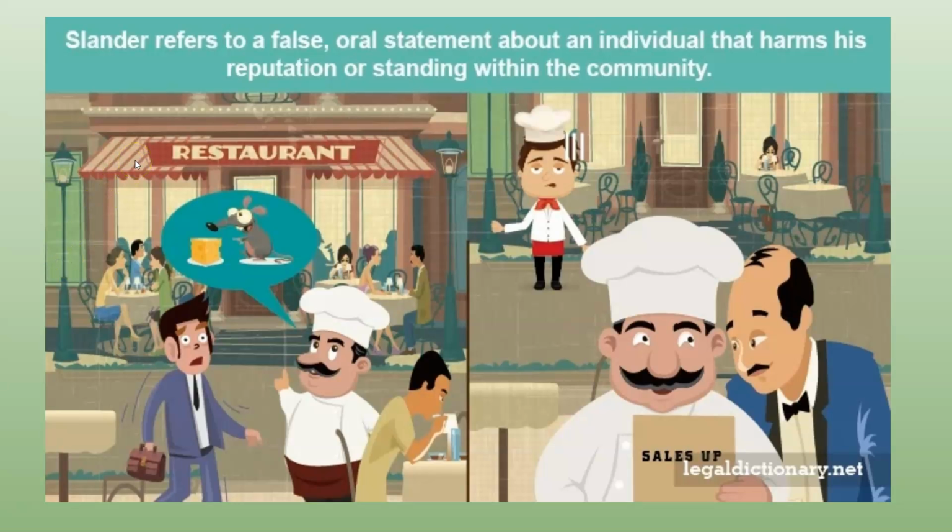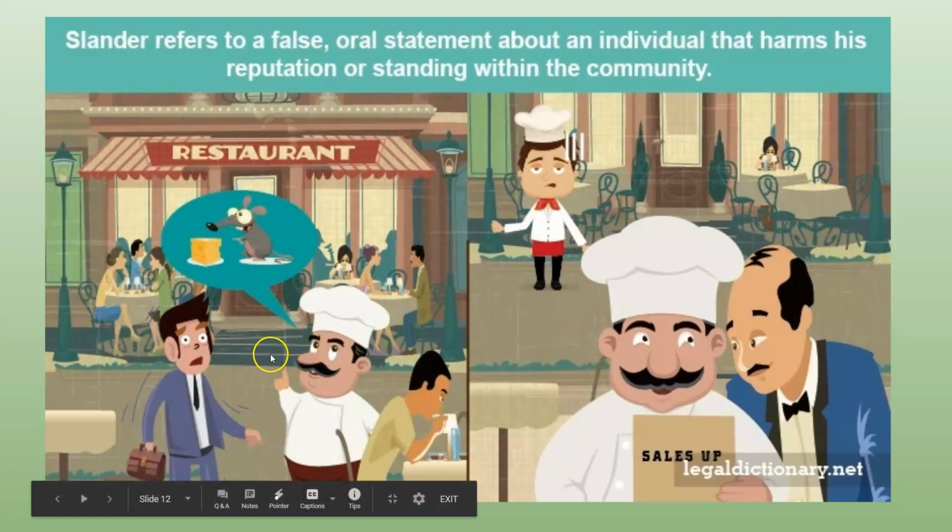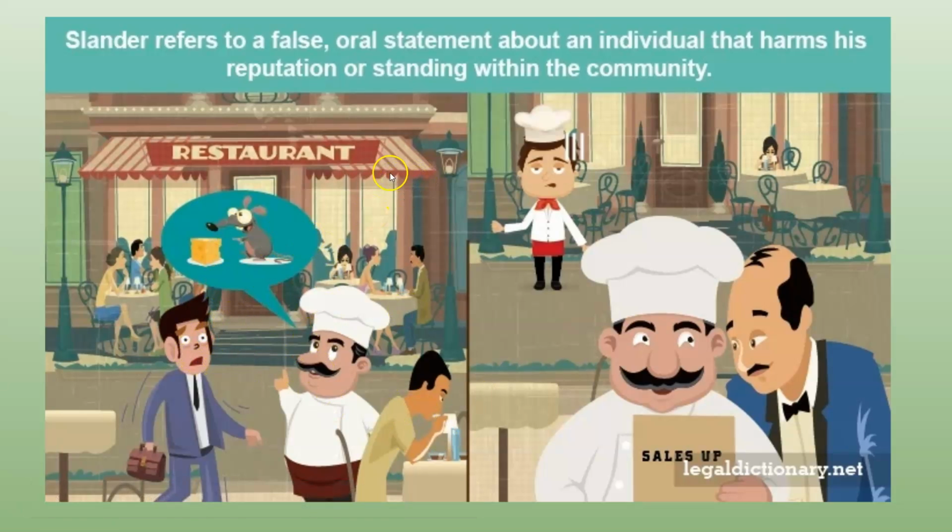So this is a good example. He's kind of this chef here. He's just telling people, oh, they got rats over there, but he has no proof. He's just spreading rumors. That would be slander. He's just doing it so he can drum up more business for himself.